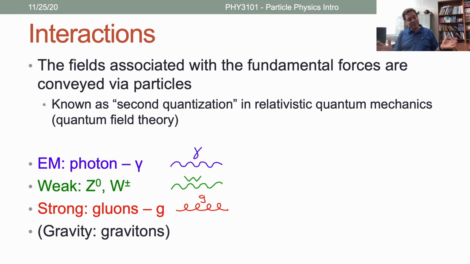Well, in gravity, what about gravity? If it were quantized in a relativistic quantum mechanics theory, we would call these particles gravitons. But unfortunately, we don't have such a quantum theory yet for gravity. The jury's still out. Maybe one of you will help figure this out in the future.